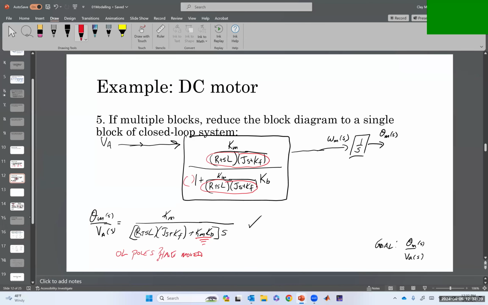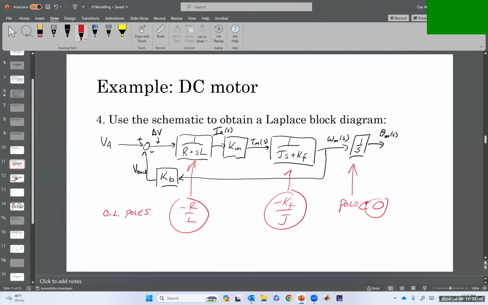Correct. I would not call this an open loop pole, mostly because it doesn't move when we collapse the loop. The pole at the origin, this guy.